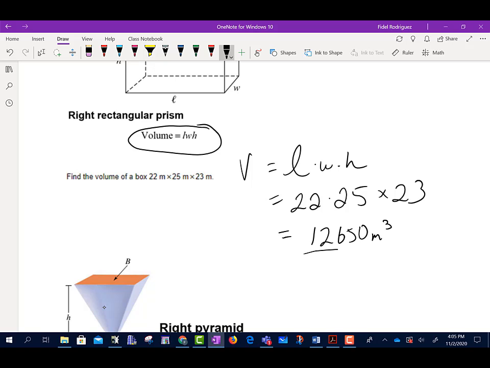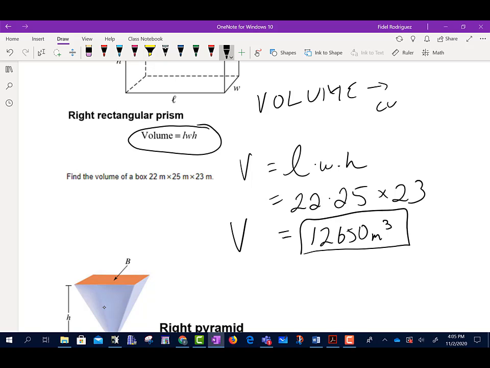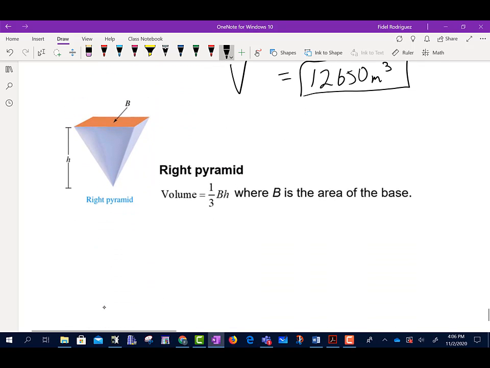Our units, y'all, are going to be meters cubed. Anytime we're dealing with volume, volume always has cubic units, meaning either meters cubed, centimeters cubed, feet cubed, something along those lines, okay? So here's the next one.